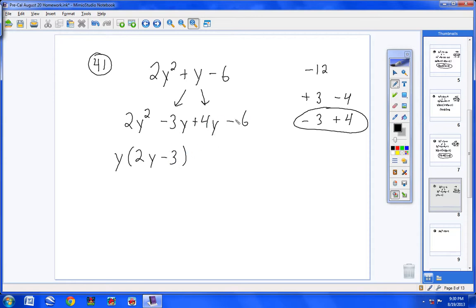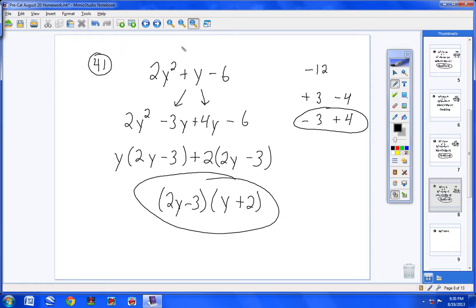Now I have a 4 and a 6. The largest number that goes into 4 and 6 evenly is 2. Notice I do not have a y in both of these terms, so I cannot pull out a y. 2 times 2y is 4y, and 2 times negative 3 is negative 6. Notice your parentheses do match, which is always a good thing. And then your other parentheses you would be left over with y plus 2.